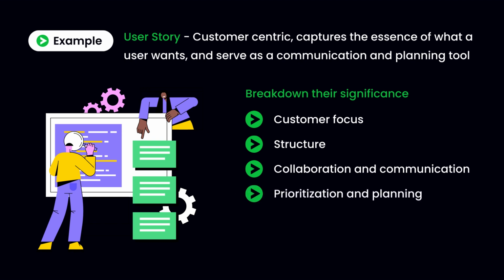Prioritization and planning. User stories help prioritize features and define the product roadmap. By estimating the effort required to implement each story, the development team can make informed decisions about which features to tackle first, ensuring that the most valuable and impactful user stories are addressed early on.